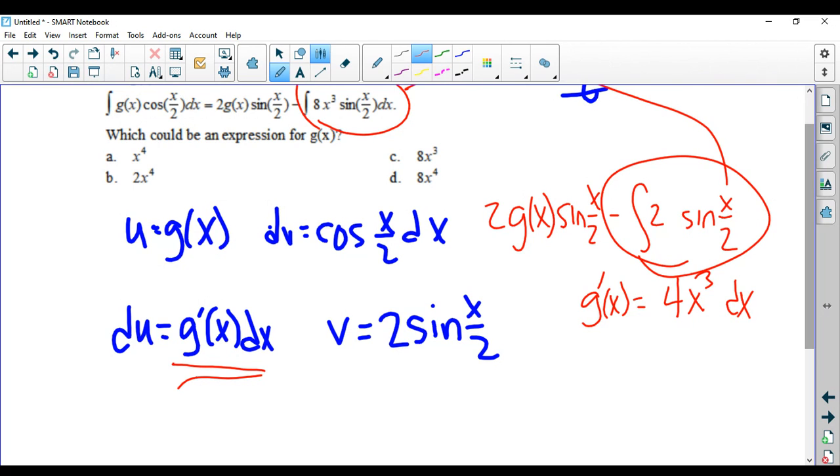So we're going to have to integrate this. And notice it doesn't say what could be the expression, it's an expression, because the integral is indefinite, it'll give you a plus c, but one antiderivative would be x to the 4th. So there you go. Right here. So the answer to this question is A.